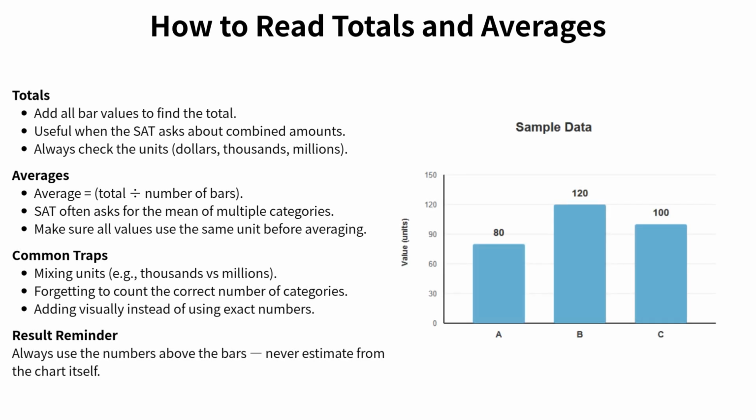Here's how to read totals and averages in a bar chart. When the SAT asks for a total, your job is simple. Add the exact values shown above each bar. Never add by eye, always use the numbers. For example, if the bars show 80, 120, and 100, the total would be 300. Always pay attention to the units. If a chart uses thousands or millions, the total must reflect that scale.